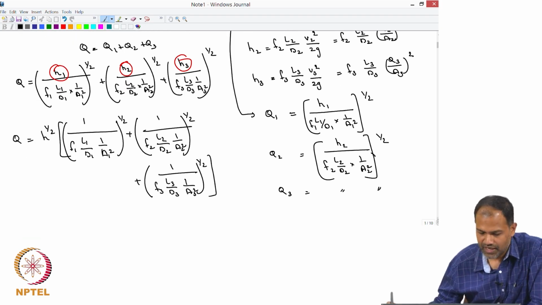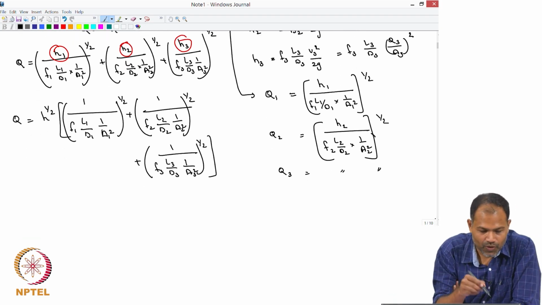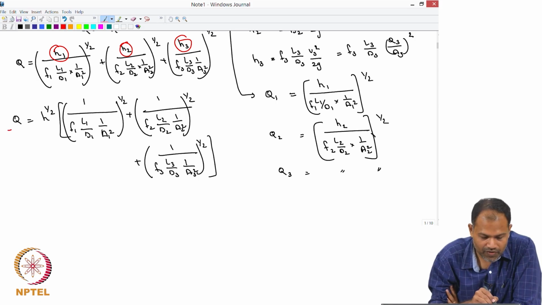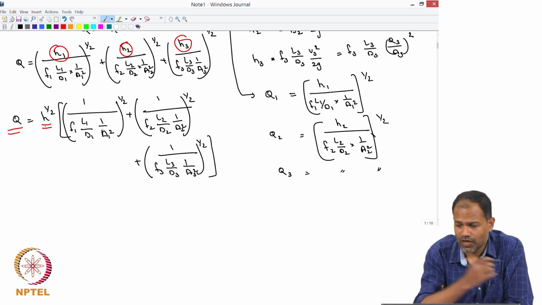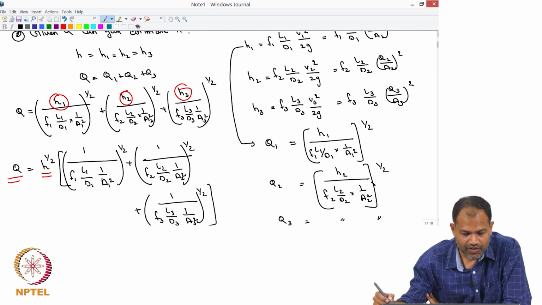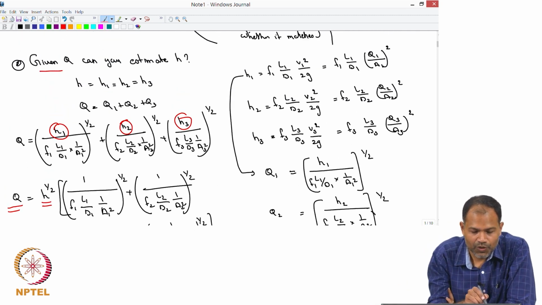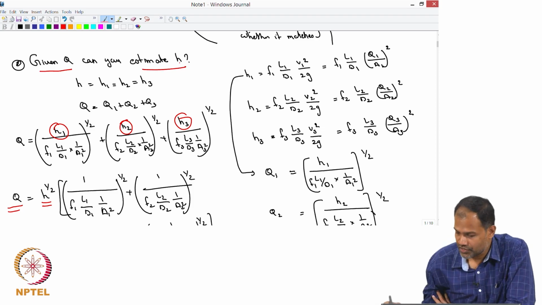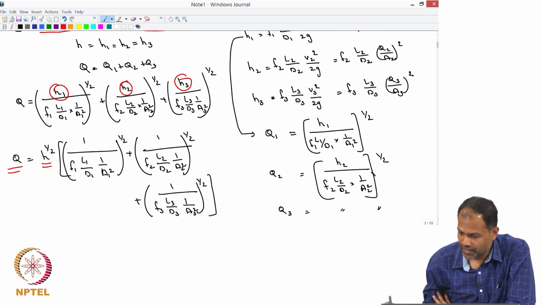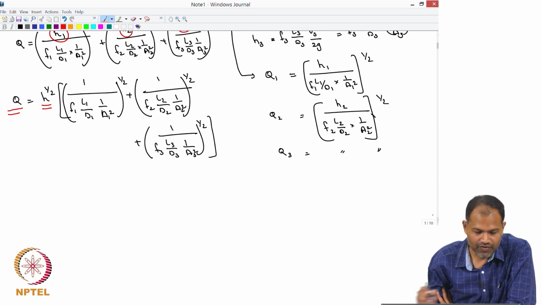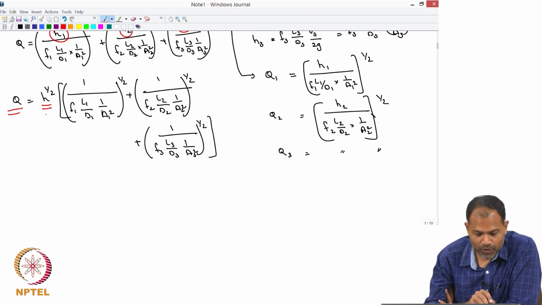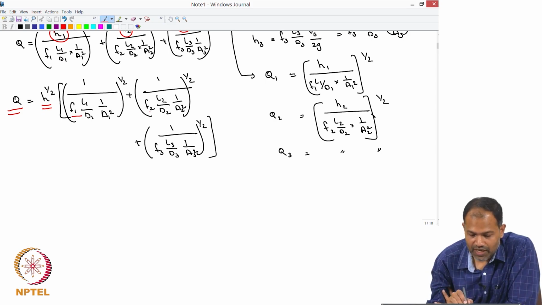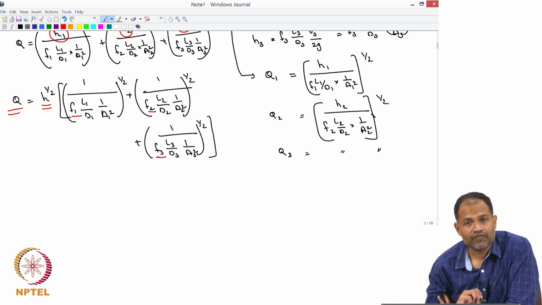So, what I have done really is that I have now gotten a connection between Q and H. Okay. So, our problem originally was that given Q, can you estimate H? So, by manipulating the expressions, we have got an expression between Q and H. Again we have a problem because we do not know what F1, F2 and F3 are.